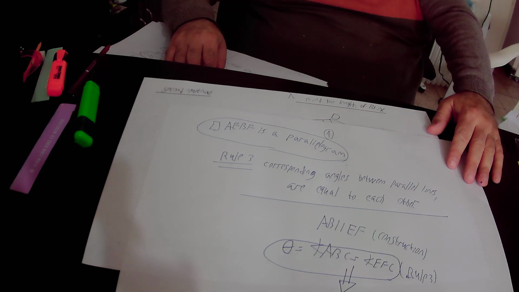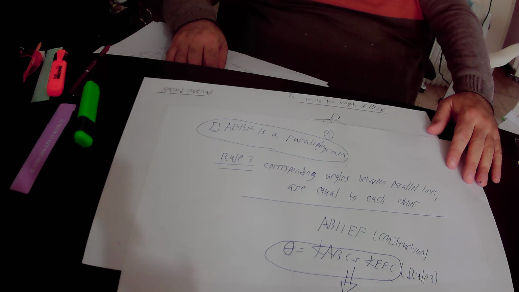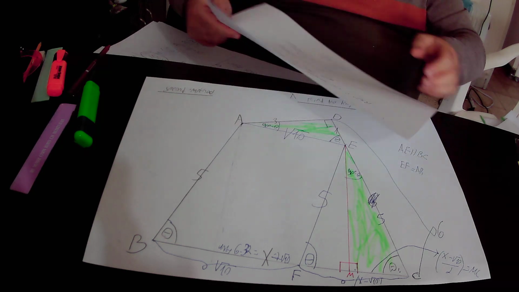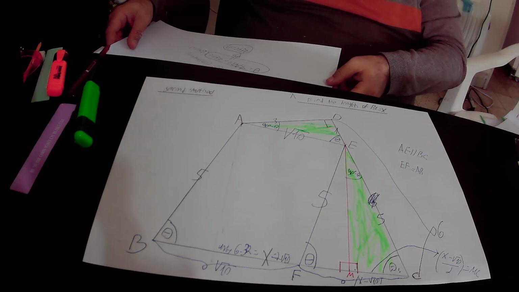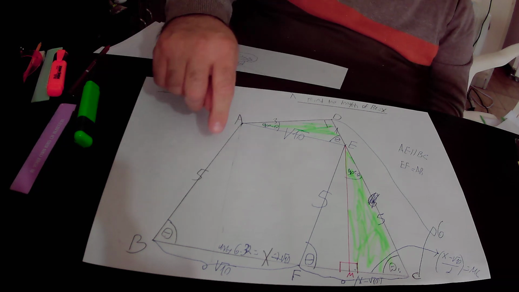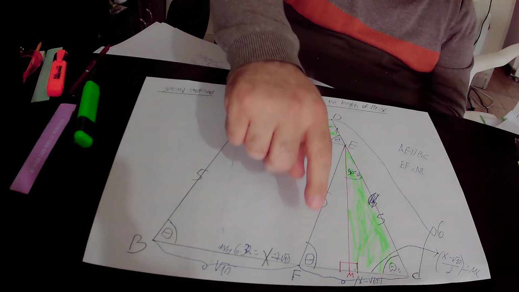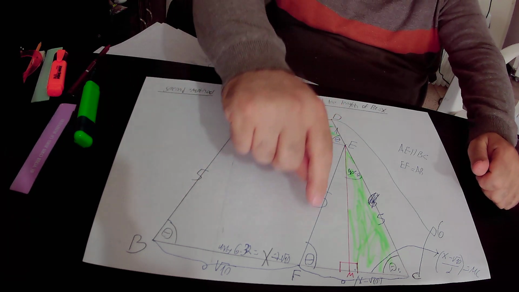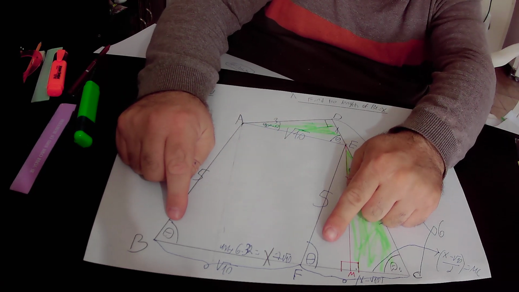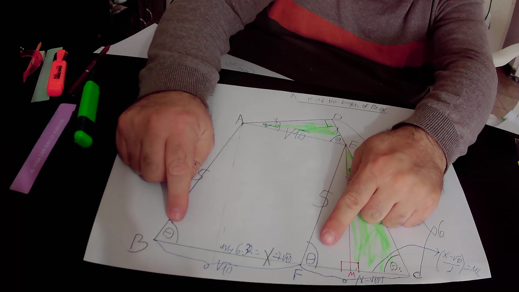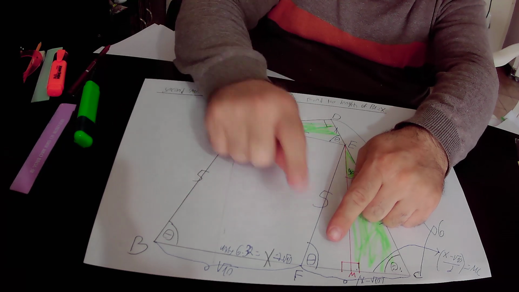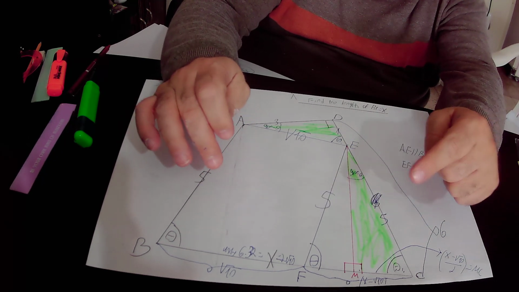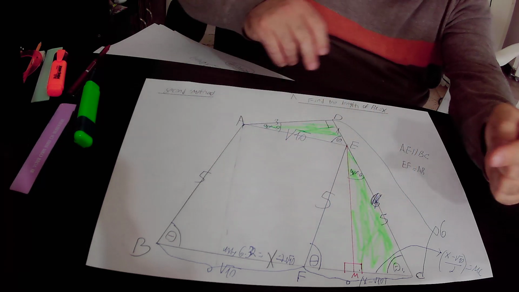And we also have rule number 3, that corresponding angles between parallel lines are equal to each other. So here we know that side AB is parallel to side EF. Because side AB is parallel to side EF, those two angles are defined as corresponding angles located between the parallel lines AB and EF, therefore they are equal to each other. That is to say, angle ABC will be equal to angle EFC.